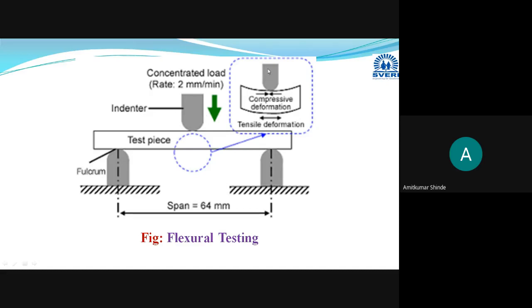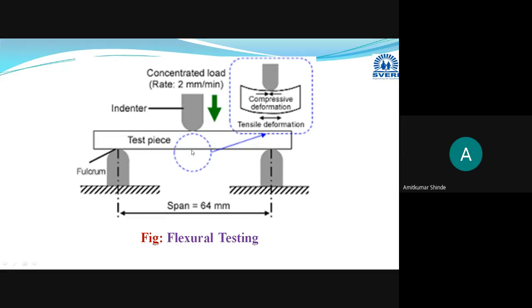Now please concentrate here. We are applying the load here, which means this top surface will be subjected to compression, and at the bottom the tensile force will act, or it will get pulled from both ends. In short, at the top surface compressive deformation will be there, and at the bottom surface tensile deformation will be there, and due to that a crack will be created here.